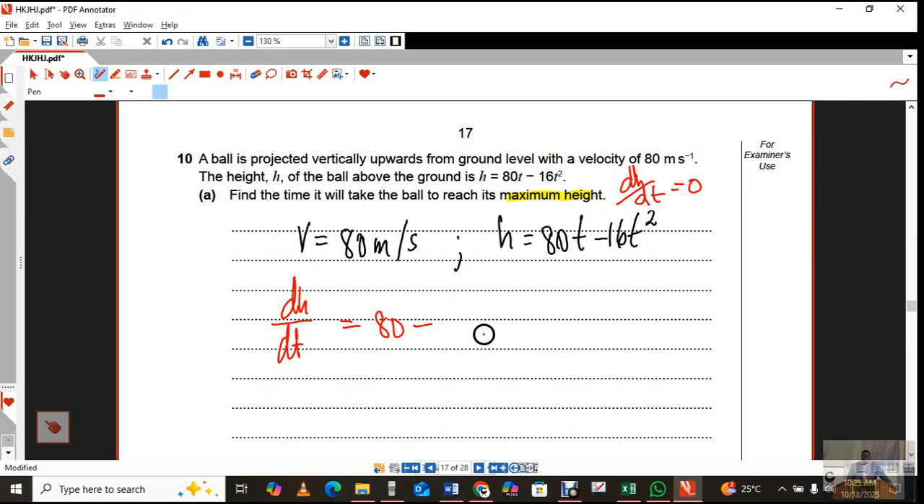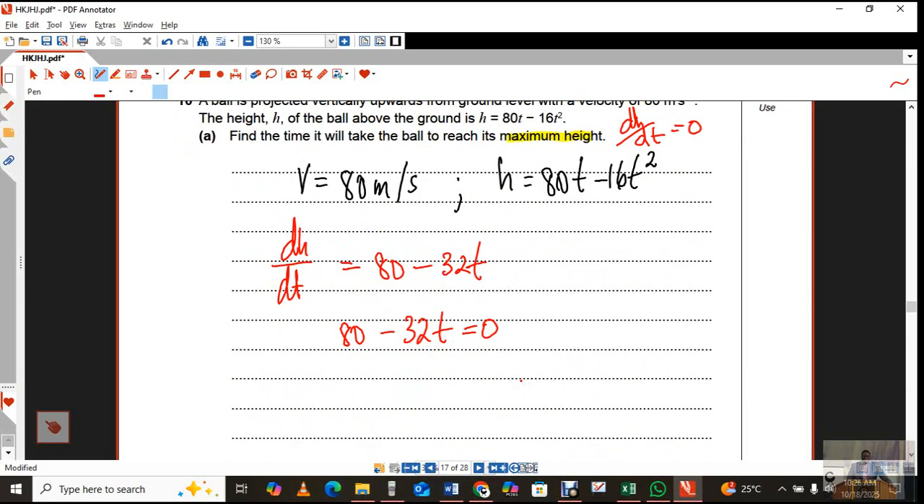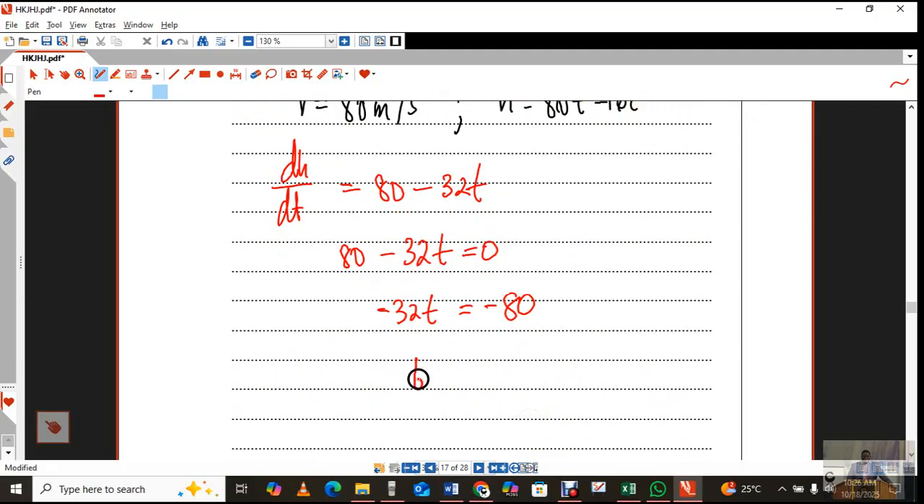2 times 16, which is 32t. Always take away 1 from the power. We are told that this is equal to 0. This is going to allow us to find the time, because we are looking to calculate the time it will take. So minus 32t is equal to minus 80, and then t will be equal to 80 divided by 32. Take note, a negative and a negative gives you a positive answer, which is 2.5 seconds.